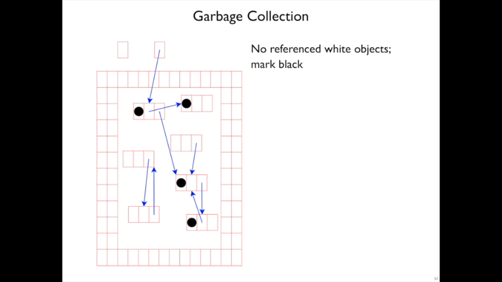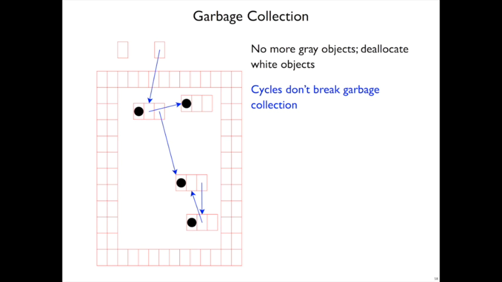And at this point, we don't have any more gray objects to pick from. So that must mean that everything that is referenced, everything that is live, must be colored black at this point, and all the things that are still white, those can be freed, added to a free list or something like that. And of course our little island of cycles here went away as it's supposed to. Cycles are no problem for garbage collection.